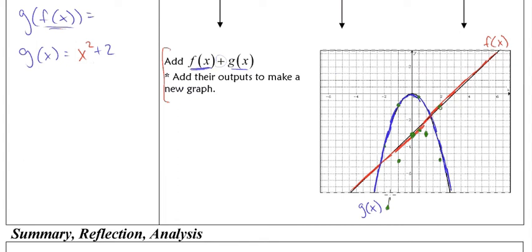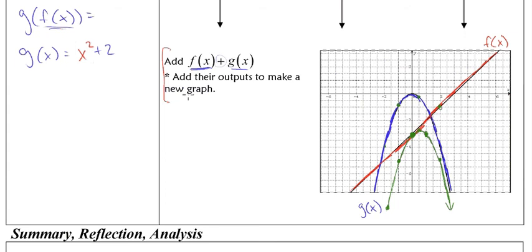Sorry about that. But our result when we add f of x plus g of x is going to be this shape right here. It's just combining the output from g of x, adding it to f of x, and that new value would be where my new graph would be. All right, hope that helped.